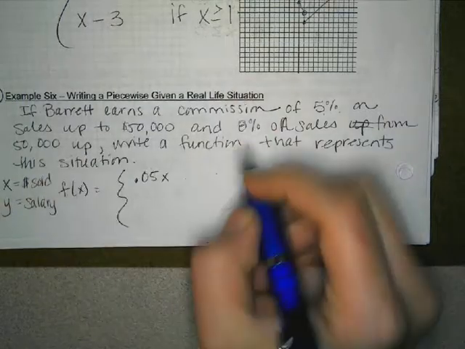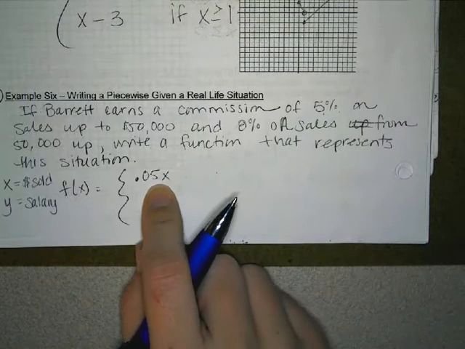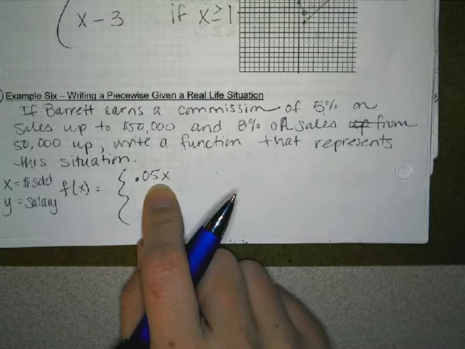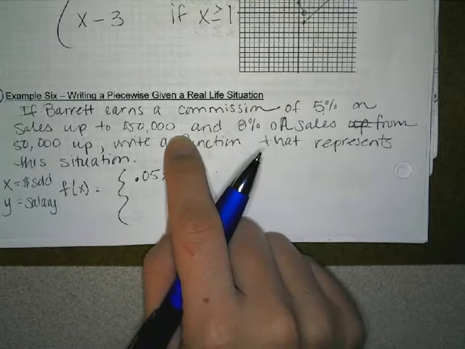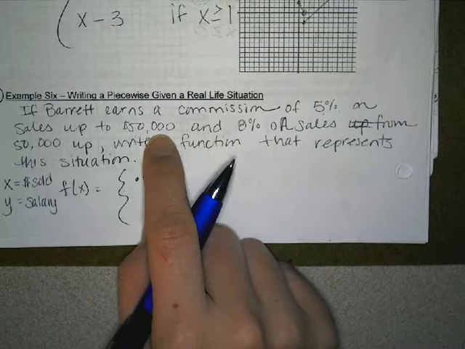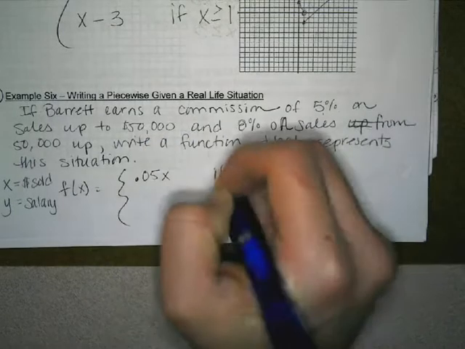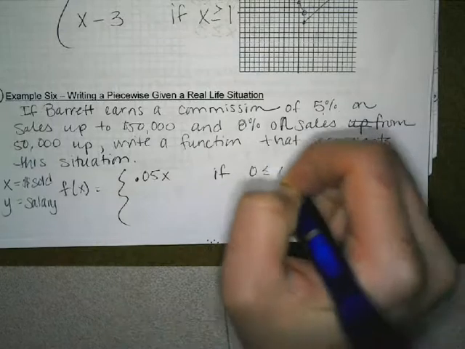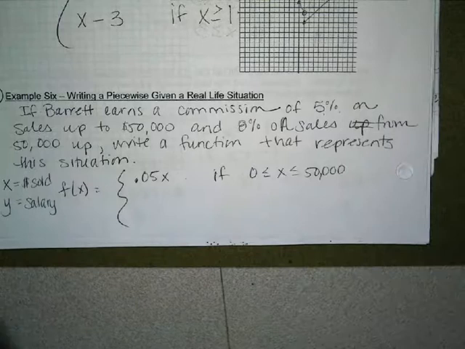Now we have to give this a cutoff point. What's the cutoff point for this? 50,000. He makes 5% up to 50,000. It actually has another cutoff point. What's the other cutoff point? 0, because you can't sell negative product, or whatever you're selling. So this is going to exist for sales up to 50,000.